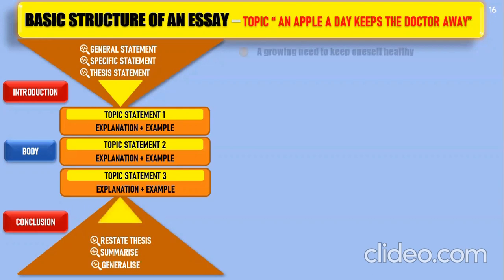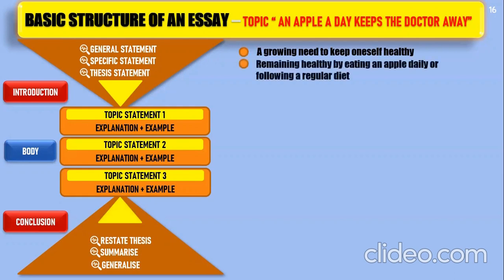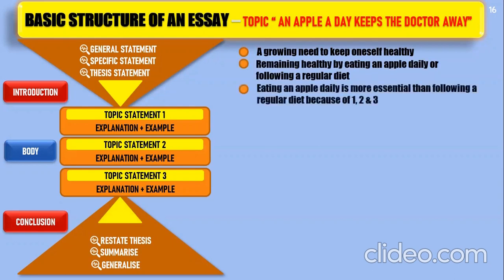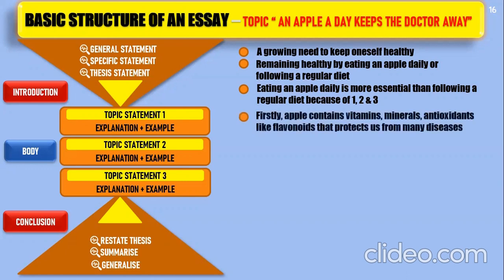So let us start writing the points related to the essay based on this structure. The general statement is: there is a growing need to keep oneself healthy, remaining healthy by eating an apple daily or following a regular diet. That is a specific statement. The thesis statement is: eating an apple daily is more essential than following a regular diet because of a first, second, and third reason. Those are topic statements 1, 2, and 3. Here I have the first topic statement. Firstly, apples contain vitamins, minerals, and antioxidants like flavonoids that protect us from many diseases.